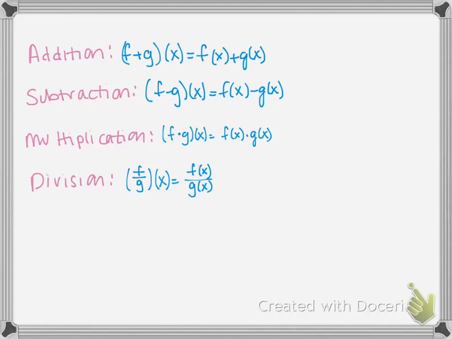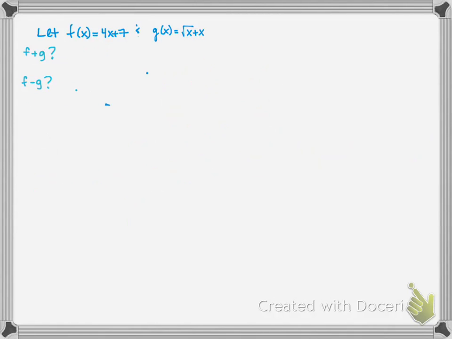So if I have these equations of f of x and g of x, basically if there's a plus sign in the middle, we add them. If there's a minus sign in the middle, we can separate them and subtract them. If there's a multiplication sign, we could separate them and multiply them. If there's a division sign, we can separate them and divide them. So we're going to use this rule in the first couple here.